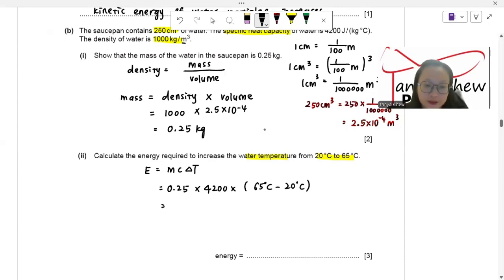And let your calculator handle the rest. The answer is 4.73 times 10 to the power 3 joules, or 4.7 times 10 to the power 3 joules.